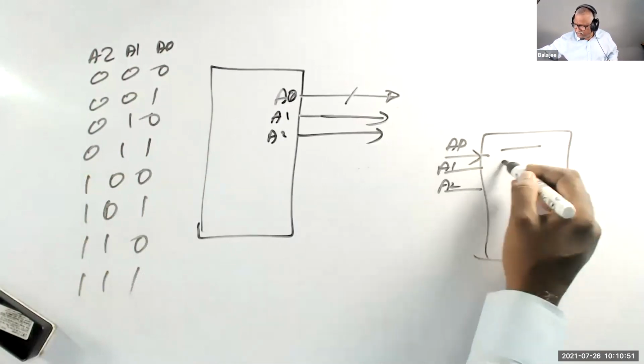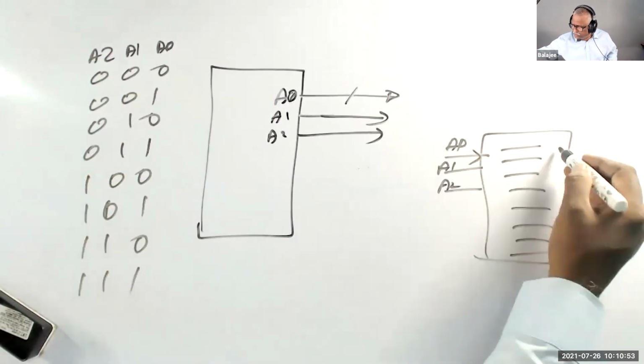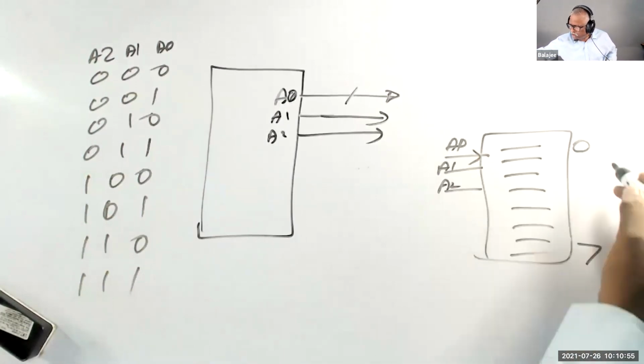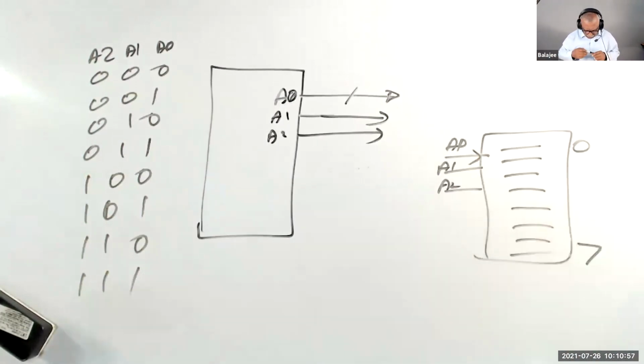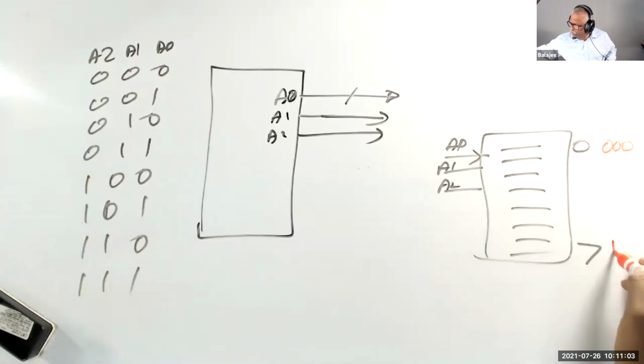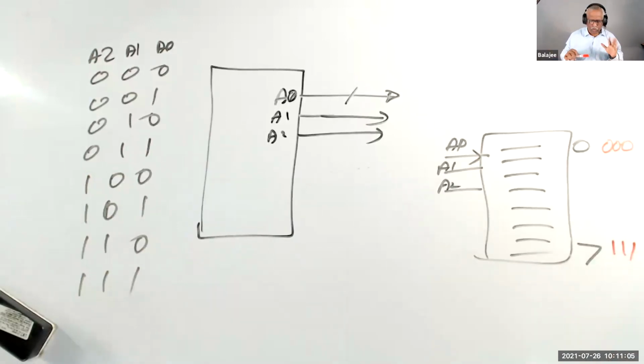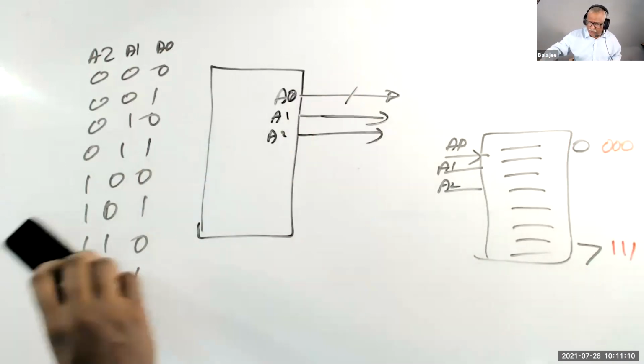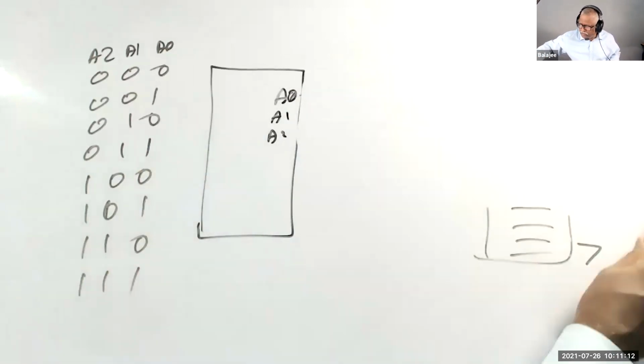Now I'll have 8 lines, starting from 0 to 7. Or, if you write it in binary, you write 000 to 111. That's it. Nothing more than that. But to keep on writing that is boring. So what we did was, we wrote in a very simple way.